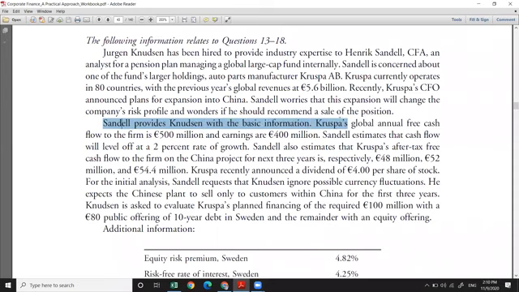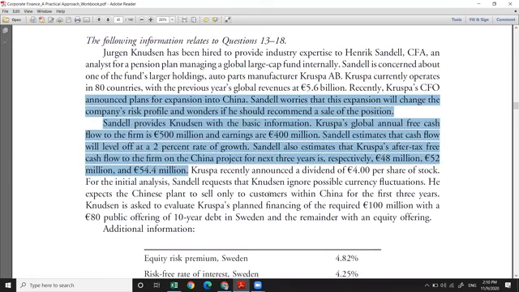It provides the basic information: the group's global annual free cash flow to the firm is 500 million, and earnings are 400 million. So Sandal estimated the cash flow level at a 2% growth rate, and Sandal also estimates the after-tax free cash flow to the firm on the China project for the next years, respectively, 48 million, 54.4 million, and Kruspa recently announced a dividend per share. Okay, we don't need it. So the cash flows are given here.